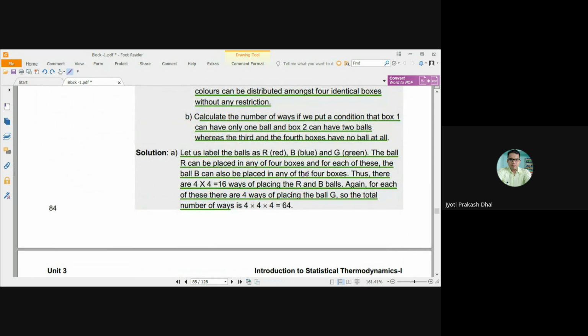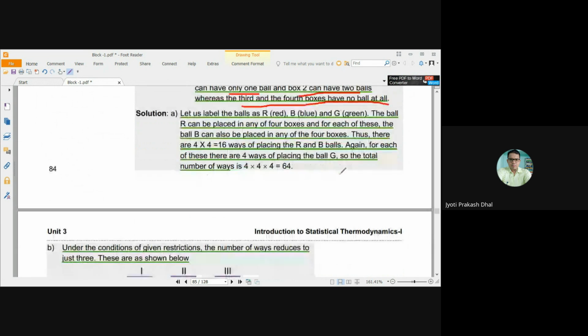And the second question is, calculate the number of ways if you put a condition that box 1 can have only one ball and box 2 can have two balls, whereas the third and fourth boxes have no balls at all. Now in the first condition, let us label the red ball to be R, the blue ball to be B, and the green ball to be G. So the ball R can be placed in any one of the four boxes. And for each of these, the ball B can also be placed in any one of the four boxes. Thus, the number of ways will be 16.